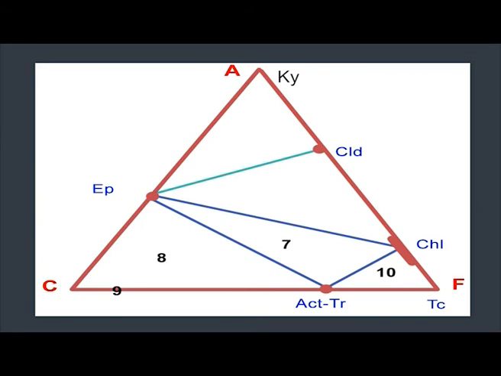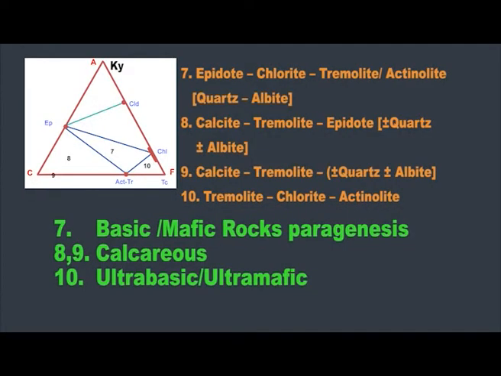Basic or mafic paragenesis. Number 7, epidote, chlorite, tremolite or actinolite along with plus minus albite plus minus quartz. Calcareous assemblages. Number 8, calcite, tremolite, epidote plus minus quartz plus minus albite. Number 9, calcite, tremolite plus minus quartz plus minus albite. Ultrabasic or ultramafic paragenesis. Number 10, tremolite, chlorite, actinolite.